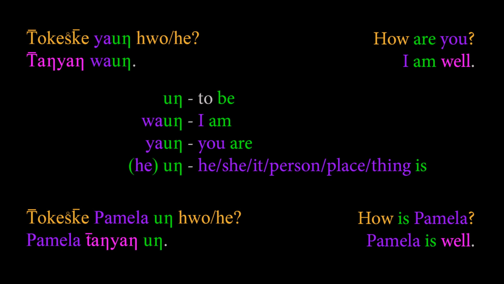So again, let's compare those two sentences. Dayan wa'u and Pamela dayan. I didn't say wa'u or ya'u with this Pamela sentence because they don't have to be there. Wa means I, ya means you. So you just use un by itself.